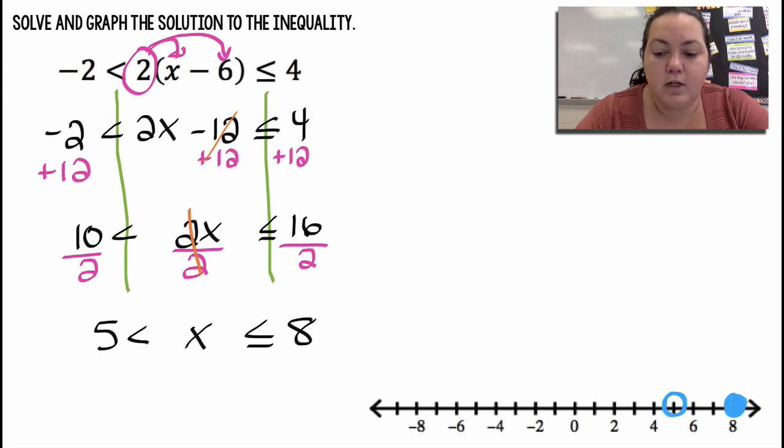So at 5, I'm going to be using an open circle. At 8, I'm going to use a filled circle, and I'm going to be shading in between.